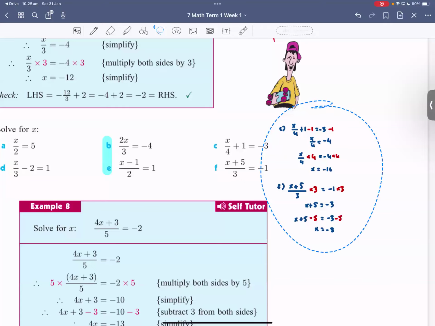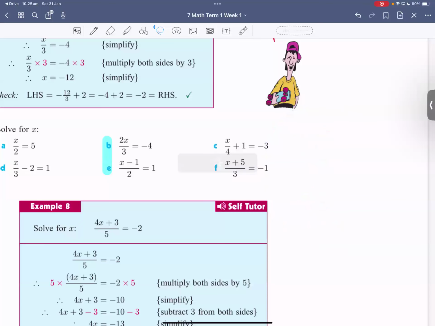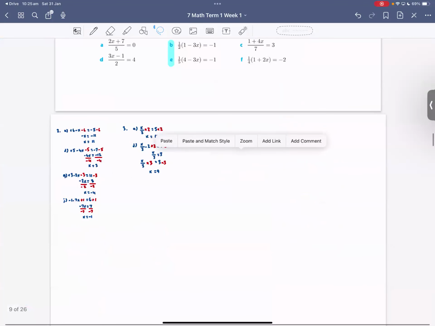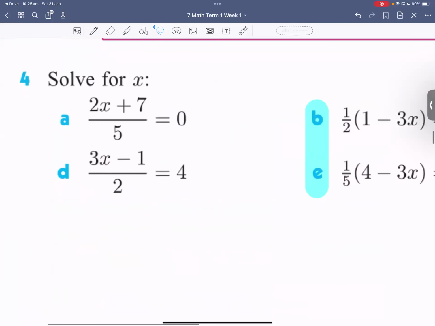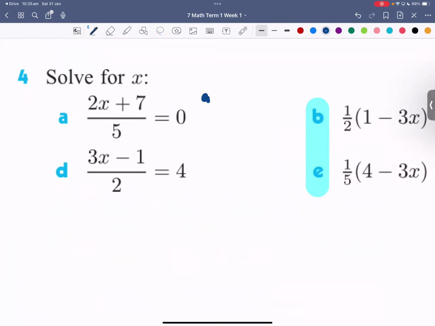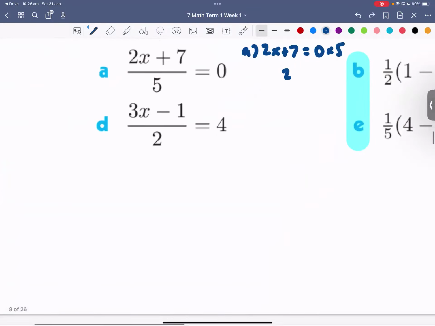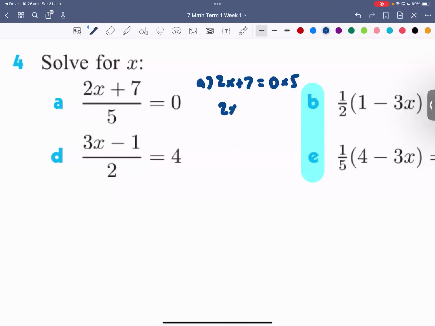Well done. Alrighty, last questions. All right. Oh, this one's so easy. How do you get rid of a divide by 5? Times 5. I'm going to do it the quick way. So, do I just write 0 times 5 effectively? Technically, you're timesing both sides by 5, but what's 0 times 5 anyway? 0. So, if 2x plus 7 is 0, what do you do next?